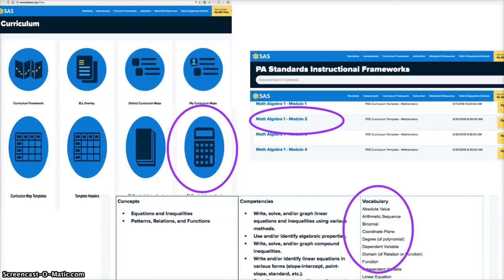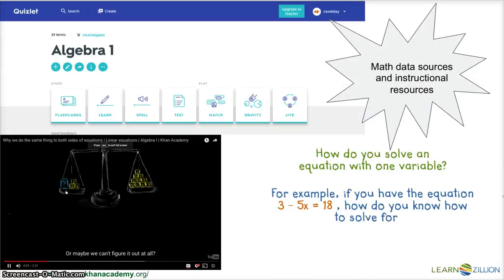Another place in SAS to find this would be under the Curriculum tab. I go to the icon that is the PA Standards Instructional Frameworks. I'm looking for Module 2 of Algebra 1 so that I can find the vocabulary, concepts and competencies in the curriculum map. Now it's time to plan that personalized instruction. I can use some of these free tools like Quizlet or Khan Academy or LearnZillion to provide content to students to preview before my whole class lesson.